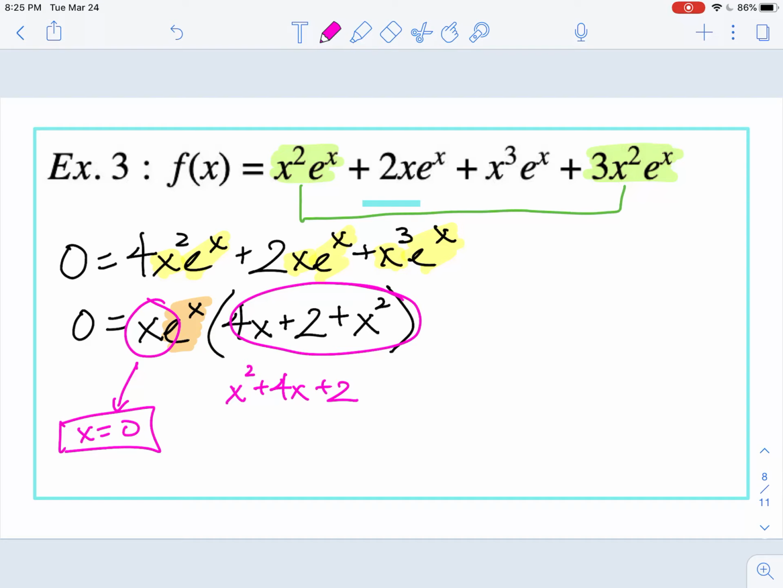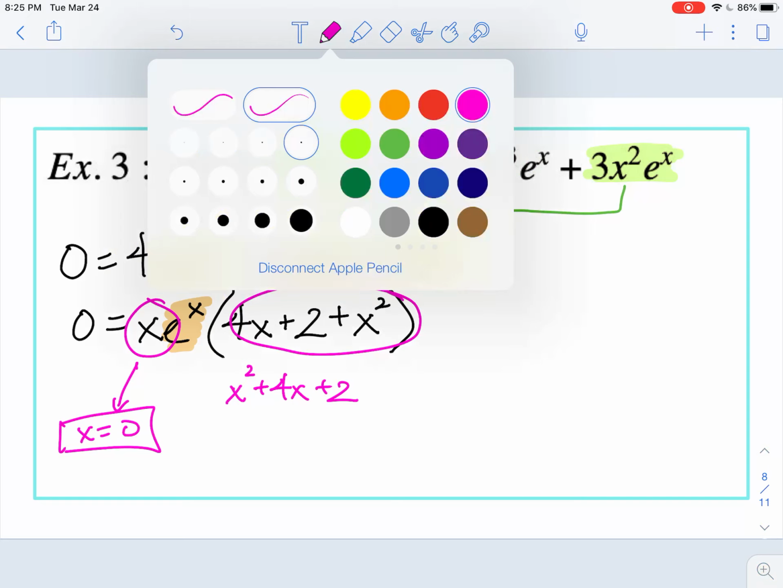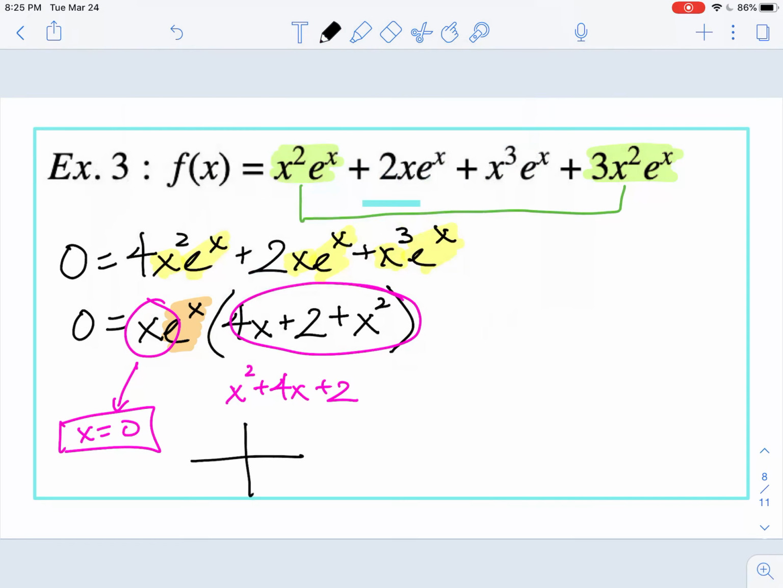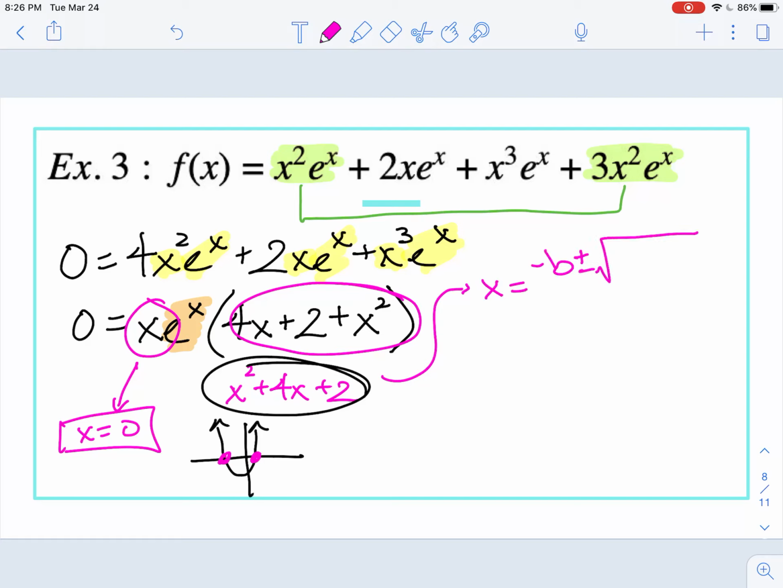So if we were to graph that function, you're always welcome to graph it on Desmos. If you were to graph just this part, you would get a parabola that kind of looks like this. That means that this part of the function actually contributes not 1, but 2 x-intercepts. Now, because this one is not factorable, we're going to have to use our good old friend, the quadratic formula.